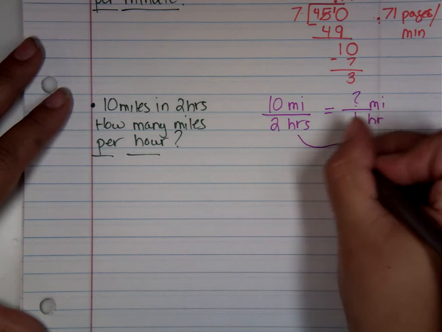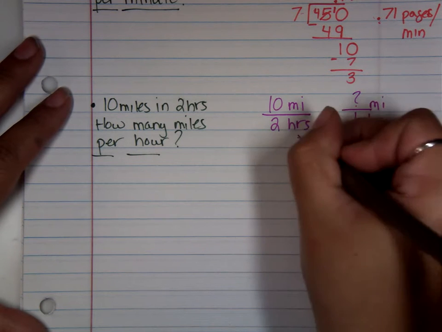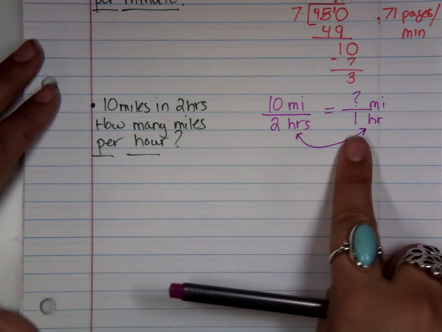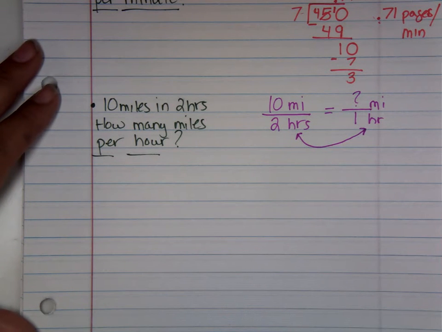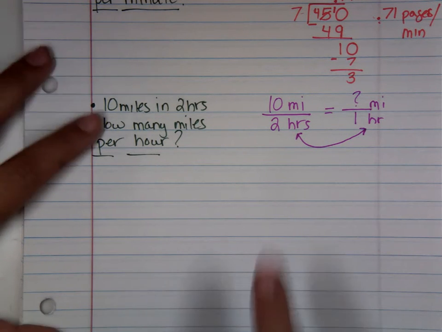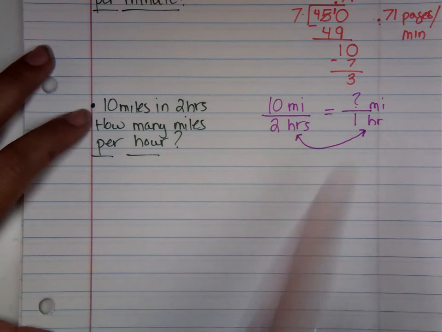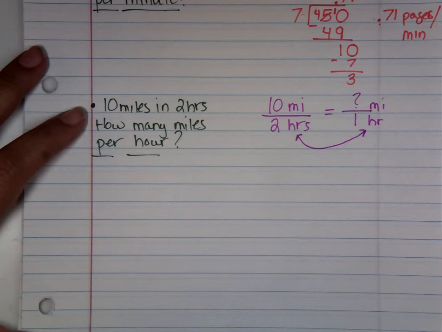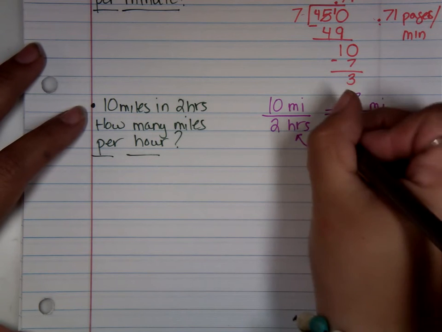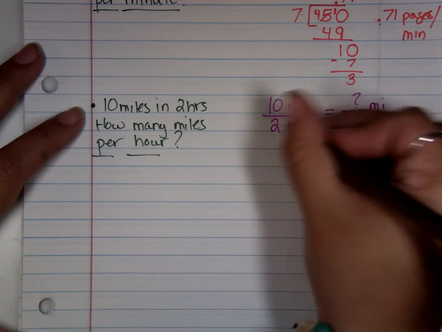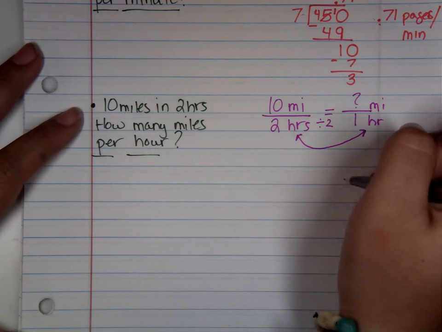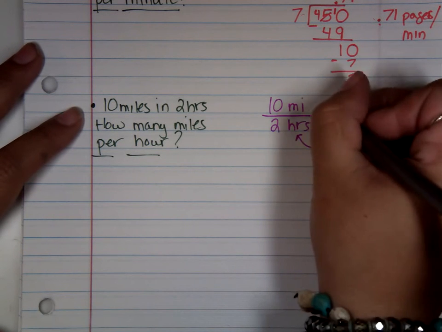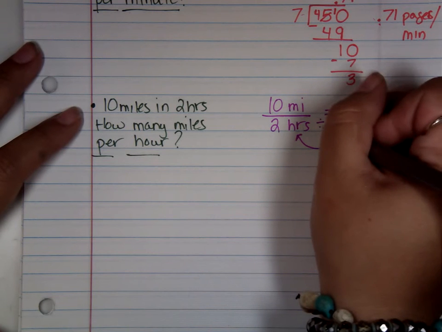Notice how our units stayed the same. You have to keep the same units together. Hours went with hours, miles went with miles. And now we figure out, well, how did I get from 2 to 1? What did we do? Good, we divided by 2. 2 divided by 2 is 1 hour. Since I divided by 2 on the bottom, we have to do the same thing on the top.